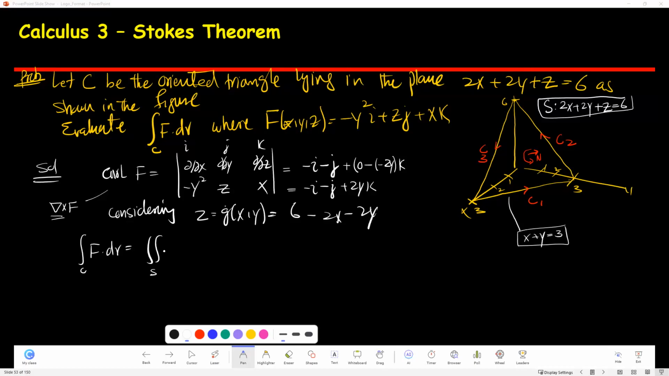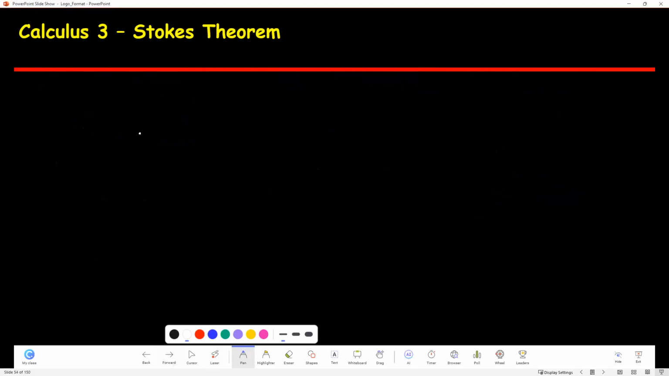And now I'm going to be writing my Stokes theorem. Curl F dot n dS. You can write dr or dS with the vector symbol, or you can write n. N is basically a normal vector. Okay, and now I'm going to be substituting everything. So let's go to the next slide and substitute. I'm going to write on the right side the one I calculated with the curl of the function.